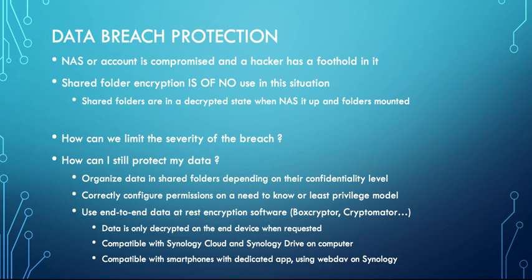And how can we limit the severity of this breach, of this compromise? How can you still protect your data? You could, for example, still organize data in shared folders depending on their confidentiality level. This is applicable if a standard user gets compromised, and we can think that this user doesn't have access to confidential data. If an administrator account is hacked, well, this will have no effect anyway. You have to correctly configure permissions on a need-to-know or least privilege model. A user doesn't need to access this kind of information, so just don't give him the possibility to access this data.